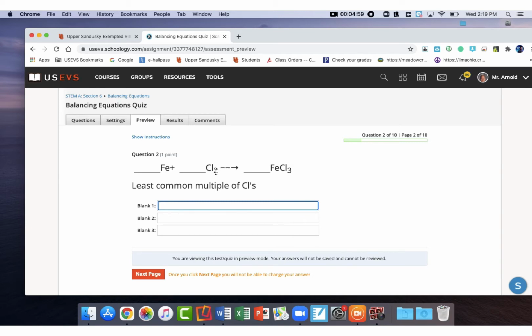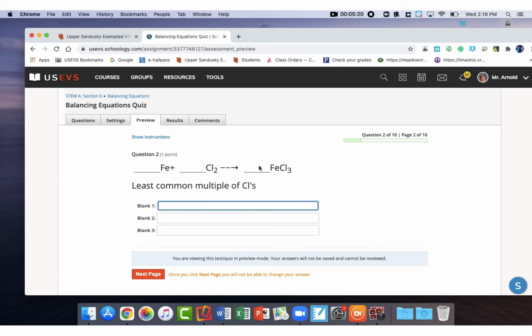I have 2 Cl's over here. I have 3 Cl's over here. Well, the least common multiple of 2 and 3, that's 6, right? 2 times 3 equals 6. That's the smallest thing you can get that both 2 and 3 will fit into. All right? So we have to make each side equal to 6.